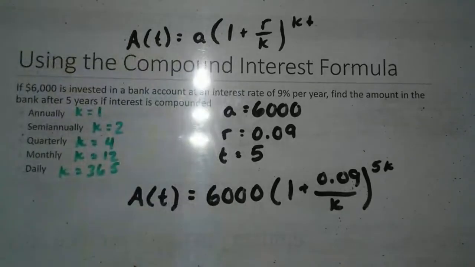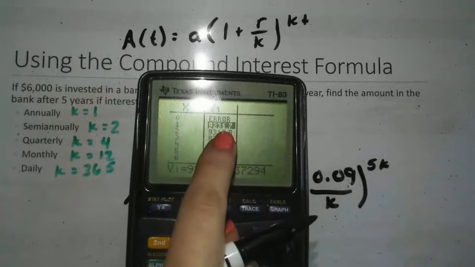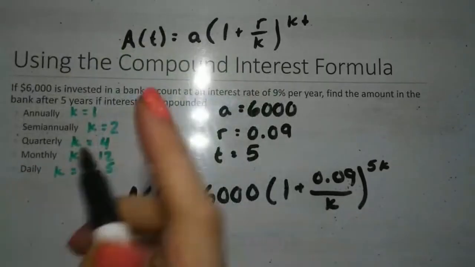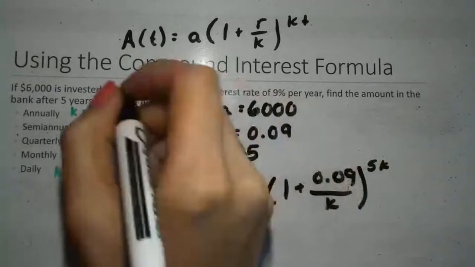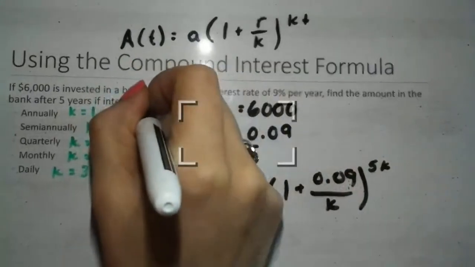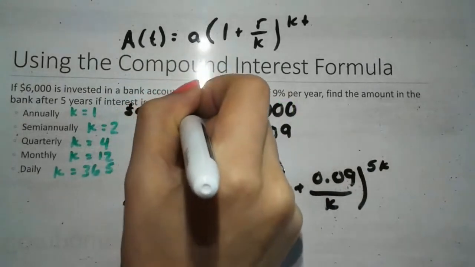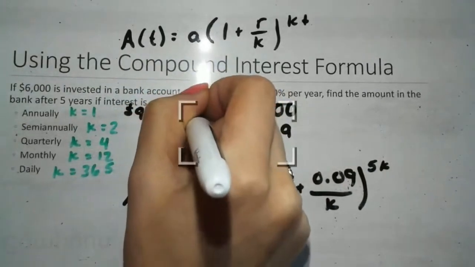I got my value. So when k equals 1, you'll notice up here it doesn't show very many decimal places, but down here it does. So if you scroll through you can find it. Since this is money, I'll go out to pennies. We're looking at $9,231.74.